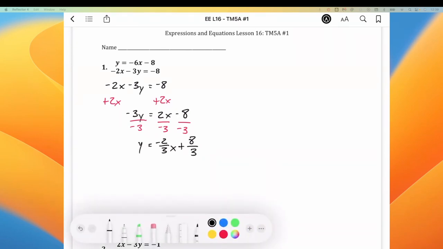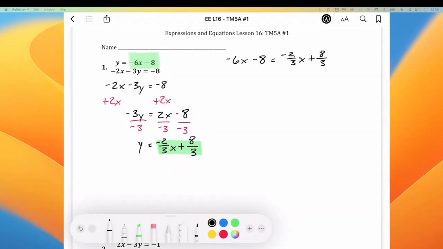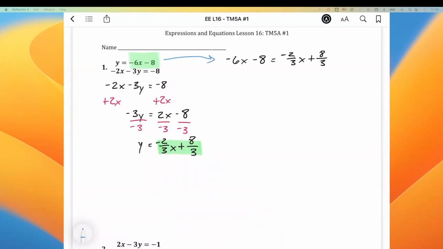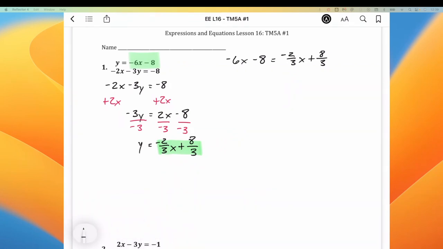And so now the trick here is we need to notice that this is equal to y, and that is equal to y. And so since they are both equal to the same thing, they must be equal to each other. And so we're going to do this thing called substitution, where we're going to say that negative 6x minus 8 is equal to negative 2/3 x plus 8 over 3. So basically what we did was we took the two equations that were equal to y, that one right there, and that one right there, and set them equal to each other. And again, the reason we can do that is because they are both equal to y, so they must be equal to each other. Okay?